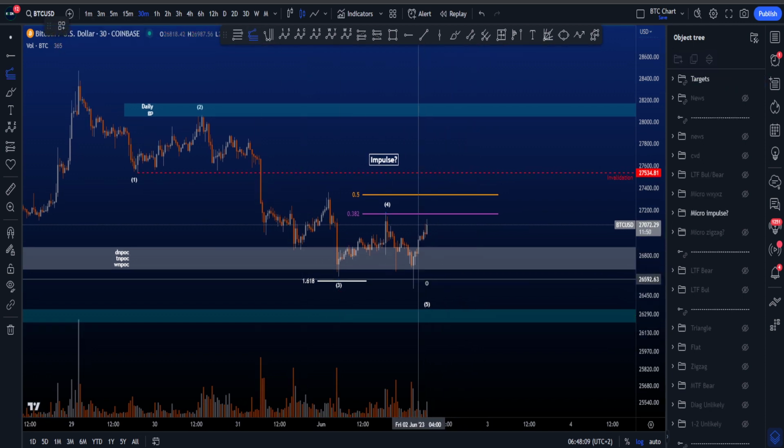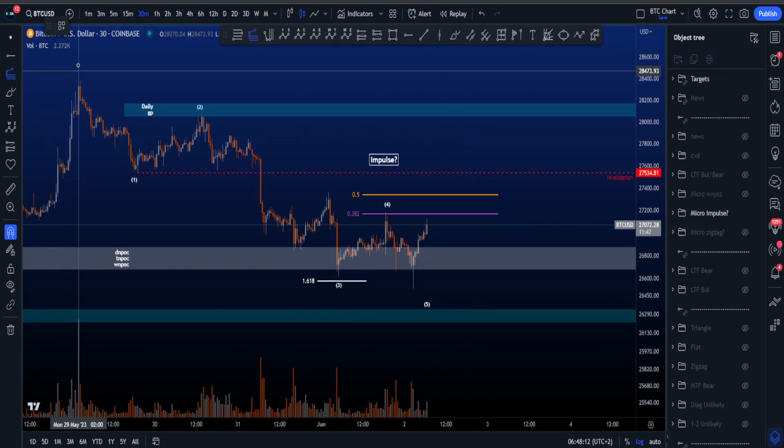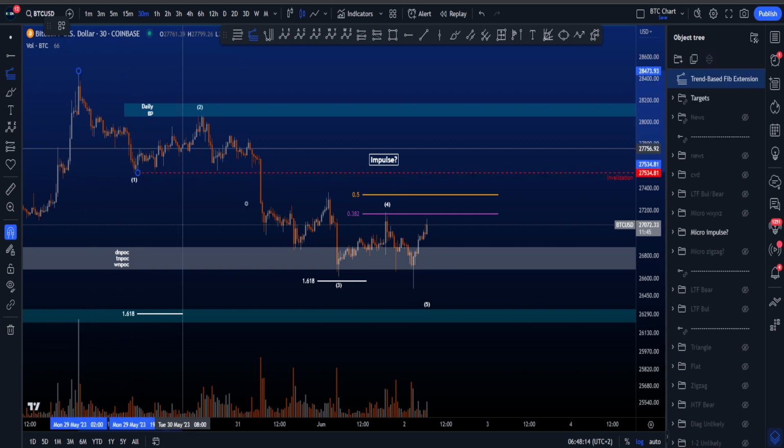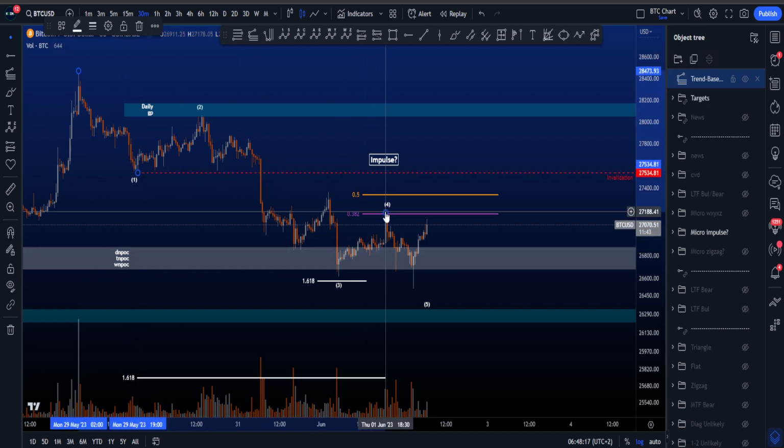Another way to look for the low of a wave 5 is to take the trend-based fib extension from the high of 1 to the low of 1 to then the high of the potential wave 4, and then put on the 1-to-1.